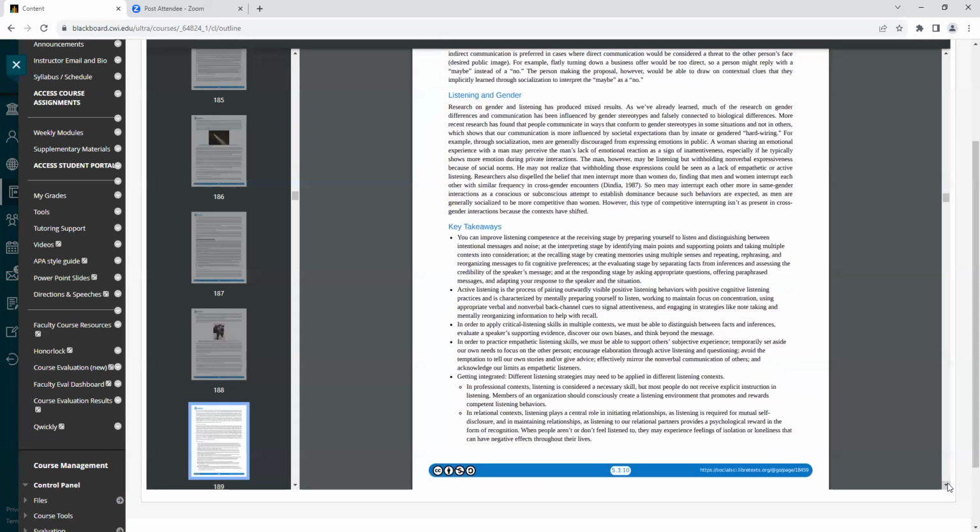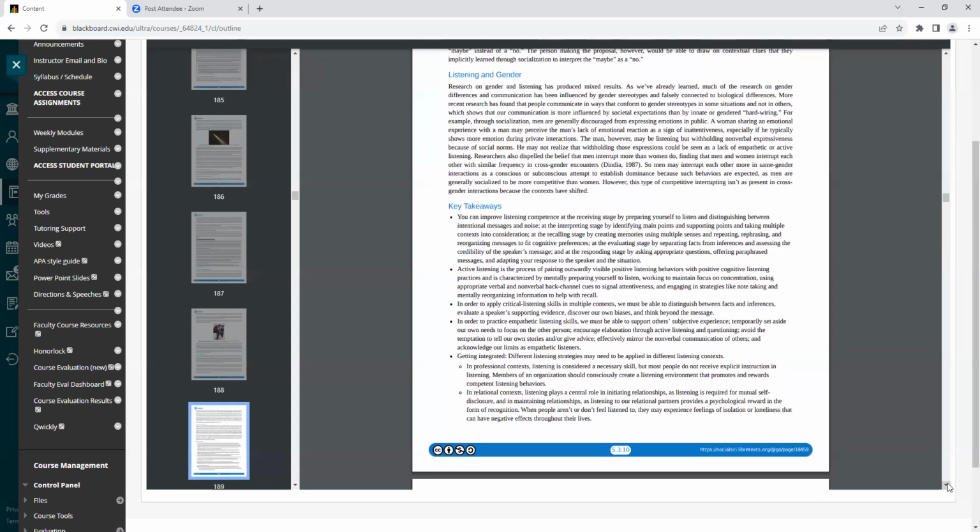Listening and Gender. Research on gender and listening has produced mixed results. As we've already learned, much of the research on gender differences and communication has been influenced by gender stereotypes and falsely connected to biological differences. More recent research has found that people communicate in ways that conform to gender stereotypes in some situations and not in others, which shows that our communication is more influenced by social expectations than by innate or gendered hardwiring.